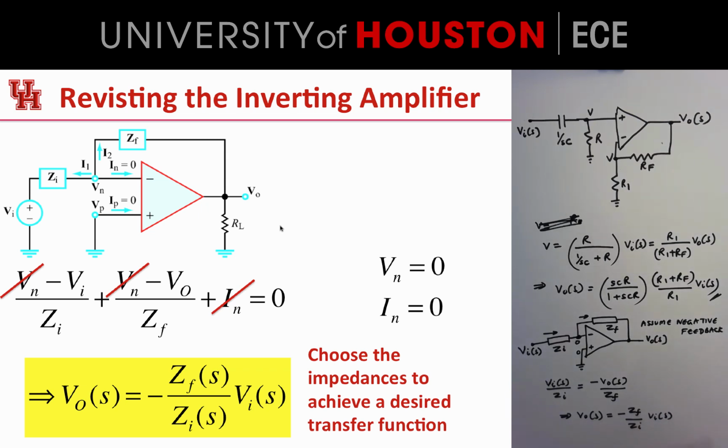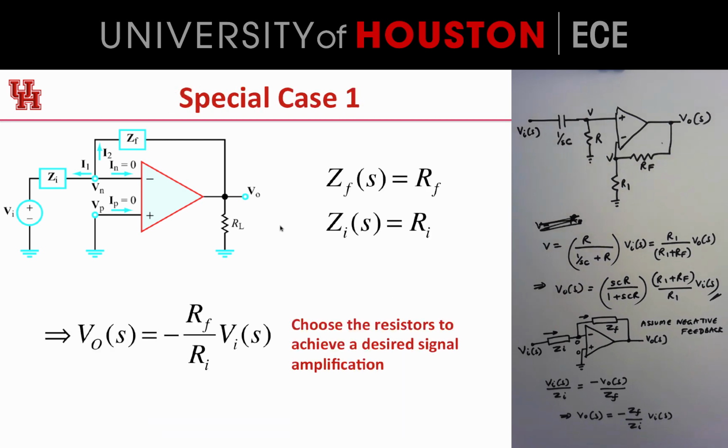Now we can specialize this circuit to any of the special cases that we looked at before. So for example, suppose I set ZF equal to RF and ZI equal to RI, then I get a purely resistive circuit. This was my inverting amplifier. The good old situation.